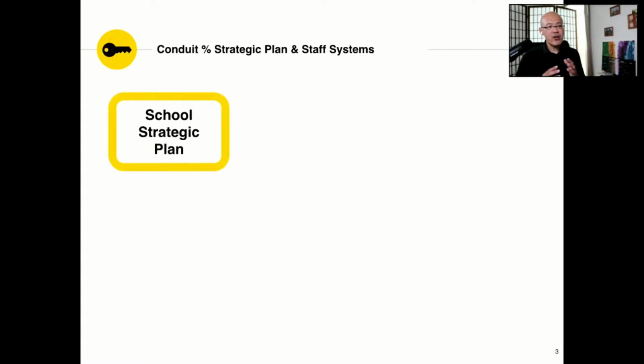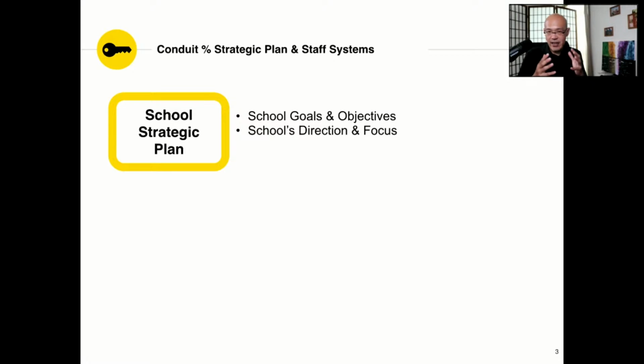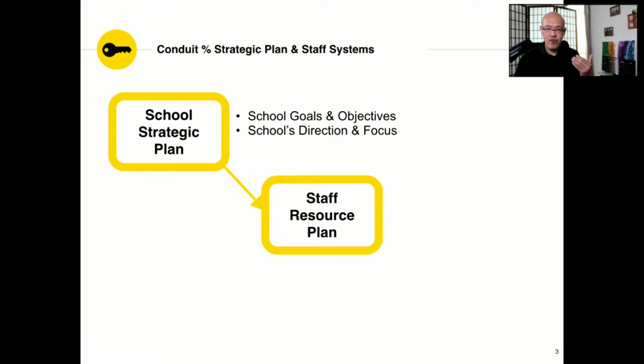Before you start doing your staff resource plan, you always start off by looking at your strategic plan. With the strategic plan, you want to ask yourself, what are your school goals and objectives? And also, what is the school's direction for that planning cycle? What is the focus of the school? Once you have that down on paper, and once you have clarity of where the school is going, then you can embark on crafting your staff resource plan.